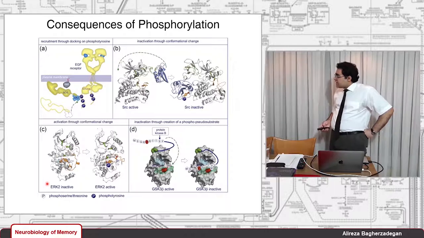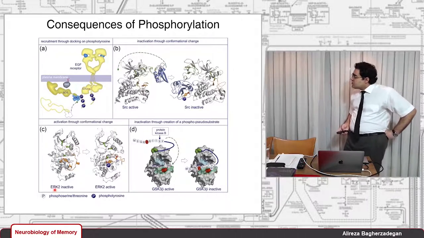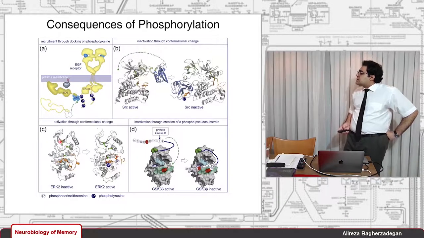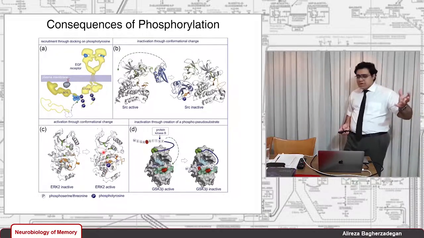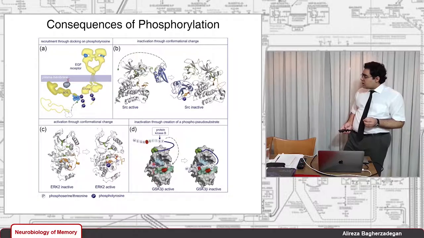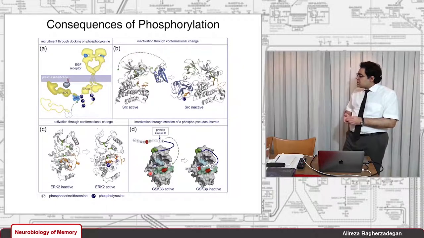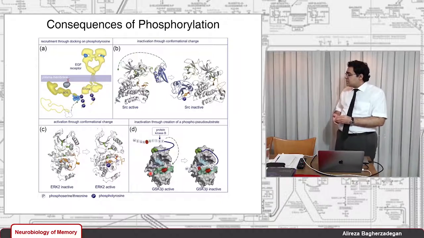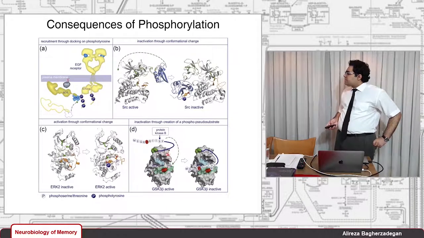Here you can see an activation caused by phosphorylation. This is extracellular signal regulated kinase 2, and this is the inactive conformation, but when a phosphate is added, it causes a conformational change, and that conformational change activates the enzyme. Sometimes deactivation is not only because of a conformational change, but sometimes the phosphate can make a phosphorylated substrate. So, for example, this is an enzyme called glycogen synthase kinase 3 beta. This is active, but look at this substrate here.